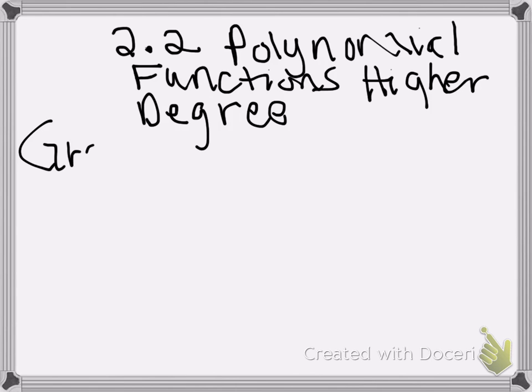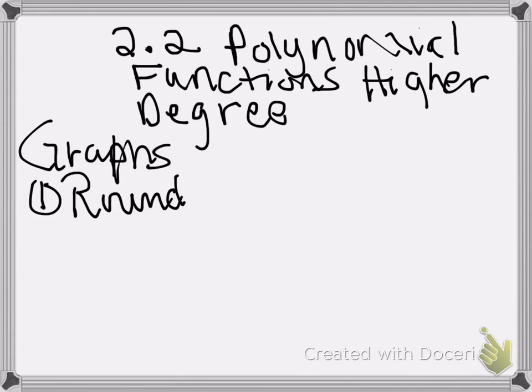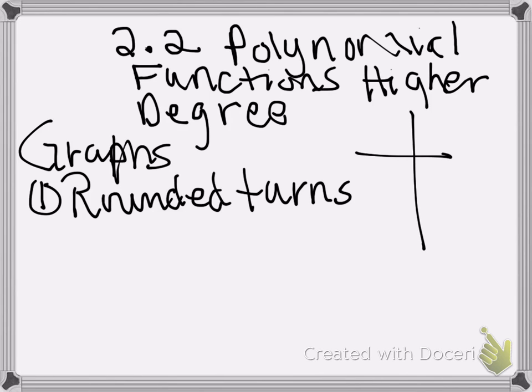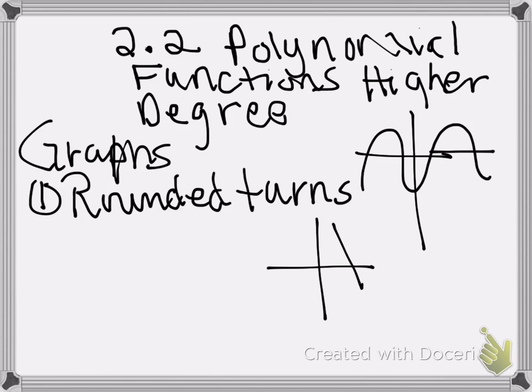Okay, I'm going to list a few things about them, and you need to be sure that you write those down. First of all, they have rounded turns. Okay, you won't see any spikes or points. Everything is a rounded turn. So it can look like this. That would be a polynomial function, but anything like this would be no, because that's not rounded. So it has to be rounded.